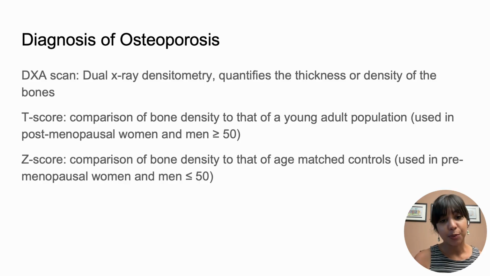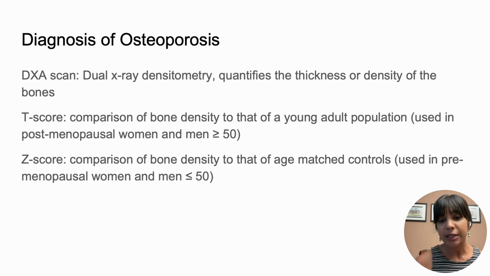How do we diagnose osteoporosis? This can be done via a DEXA scan, or dual X-ray bone densitometry. This quantifies the thickness or density of the bones using two different types of X-rays that hit different types of tissue with various absorption, like muscle, fat, and bone. Then this scan quantifies what's called a T-score.